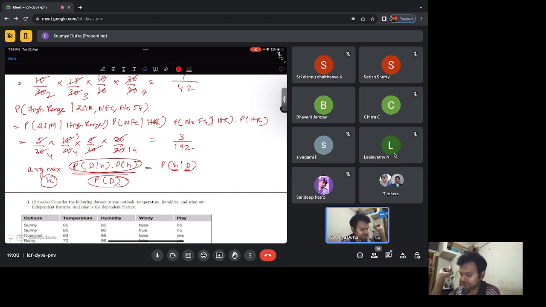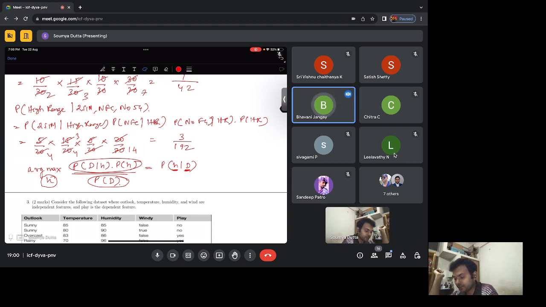Am I clear? Right, sir. So that is why you just take the numerator. In case they ask what is the probability of high range, given 2 SIM, NFC, no 5G, this formula is sufficient. So you do not divide, is what you're saying, right, sir?